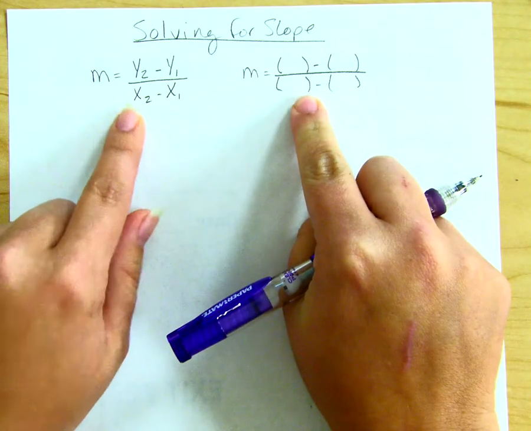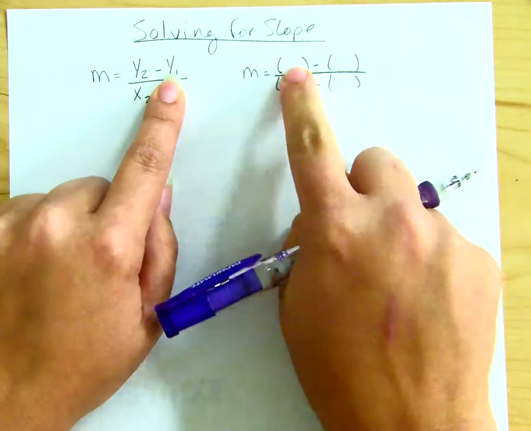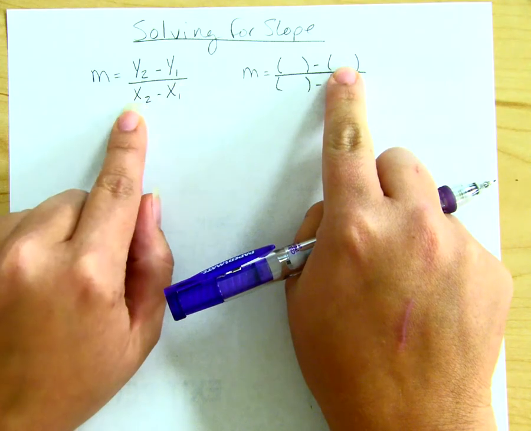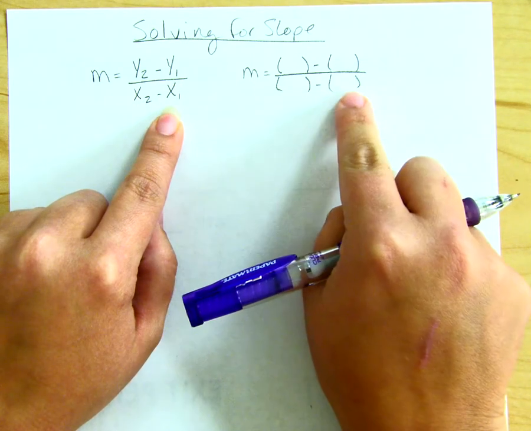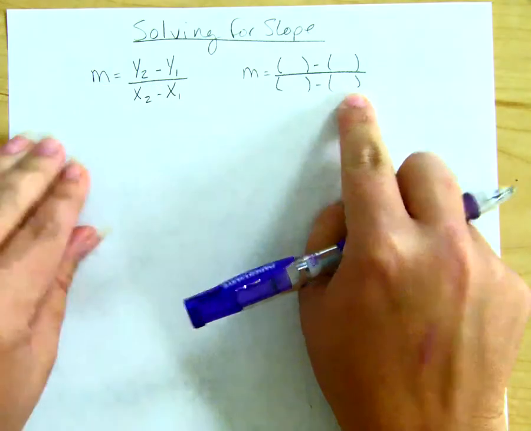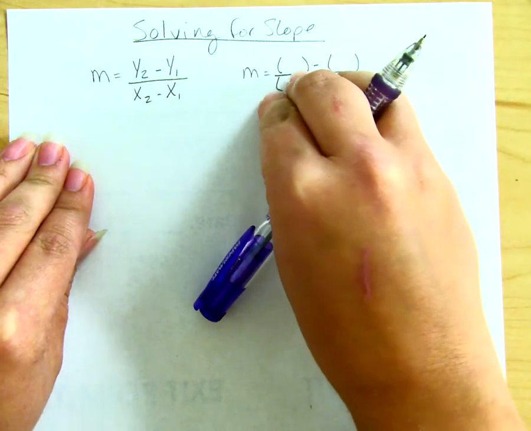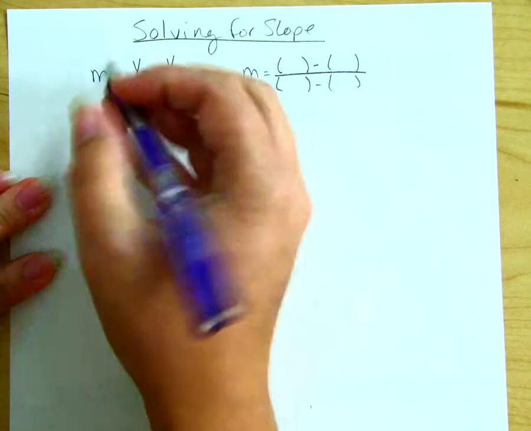And all this is saying is I'm taking out y sub 2 and y sub 1 and replacing them with parentheses, and x sub 2 and x sub 1 and replacing them with parentheses. I take out those variables because I'm going to plug numbers into the parentheses in their place. So let's look at example 1.